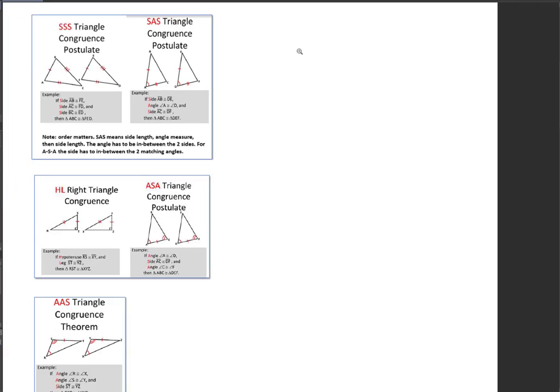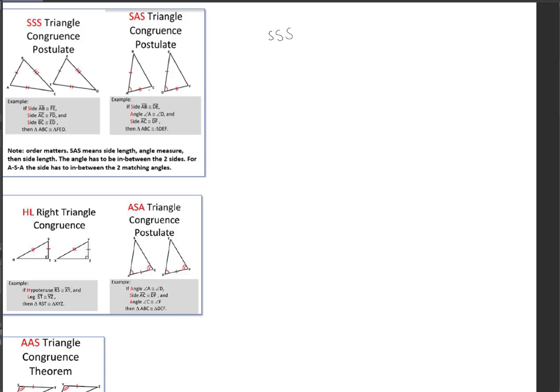So actually, let's first start with how you remember all these. One of the ways you can remember this is you start off with side, side, side. If you know the two triangles' sides are congruent, just like this side's congruent to that side, and that side's congruent to that side, then you know that both of the triangles are congruent. And basically the way it works is this.